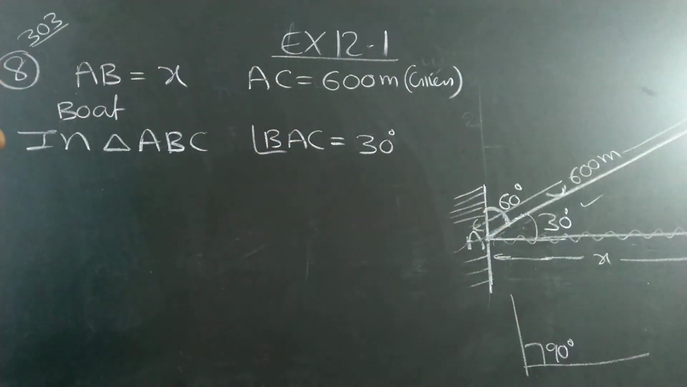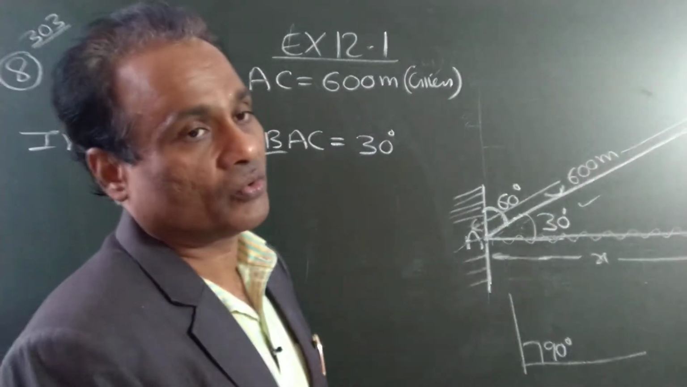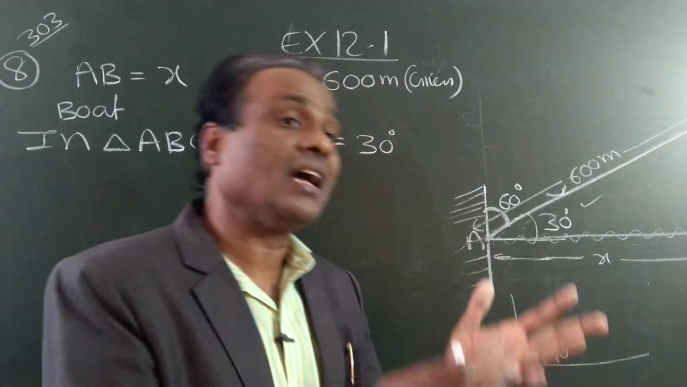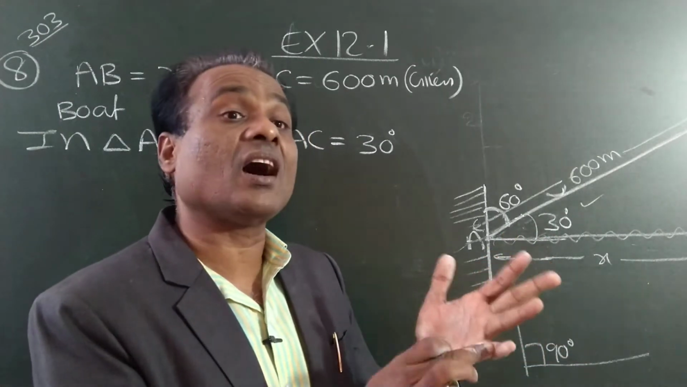Now, which ratio do I have to use? We have three ratios: sin theta, cos theta, tan theta. Sin, cos, tan.